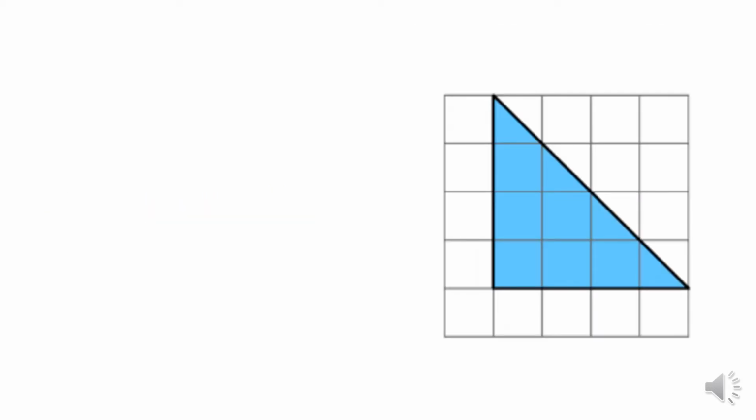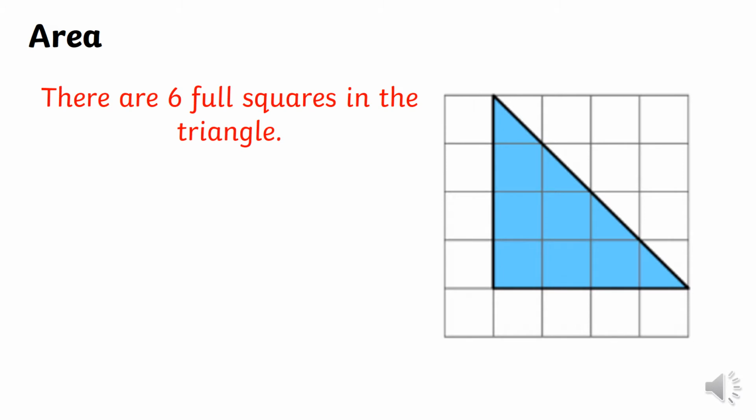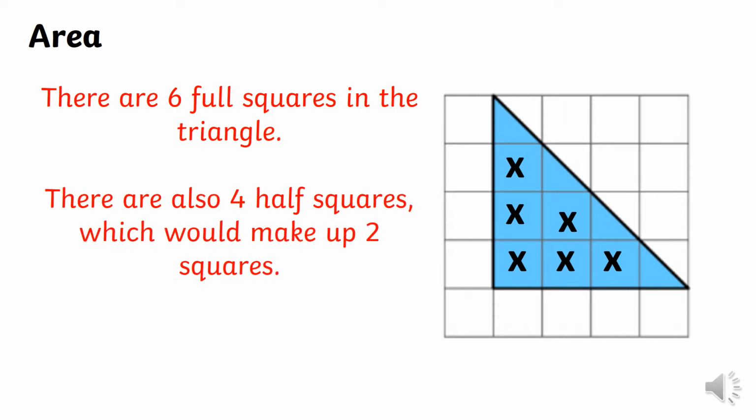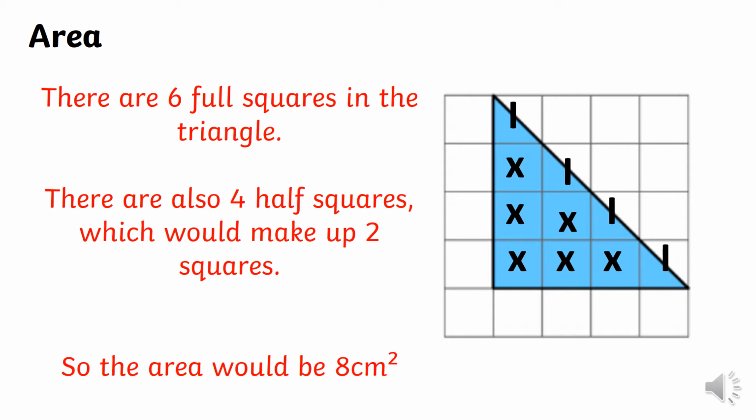Now you can do the same with triangles as well. So there are 6 full squares in this triangle, so if you see 1, 2, 3, 4, 5, 6. But if you can see as well, there are some half squares that if I put together would make a full square. So there are also 4 half squares. So there's one there and another one there. Now if I glued them together it would make a full square. There's another one there and there. Again, if I stuck them together they'd be a full square. So in total there are 8 full squares. So that triangle there is taking up 8 centimetres squared of area.